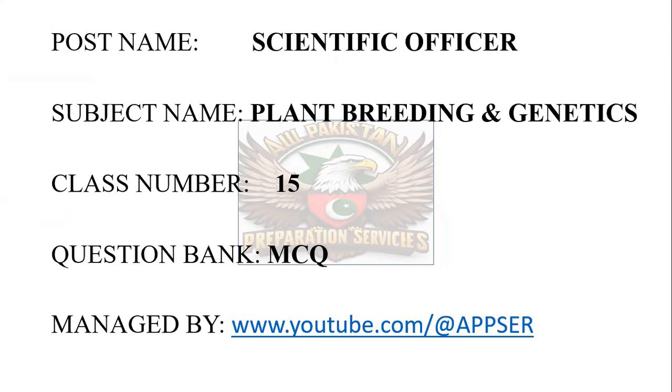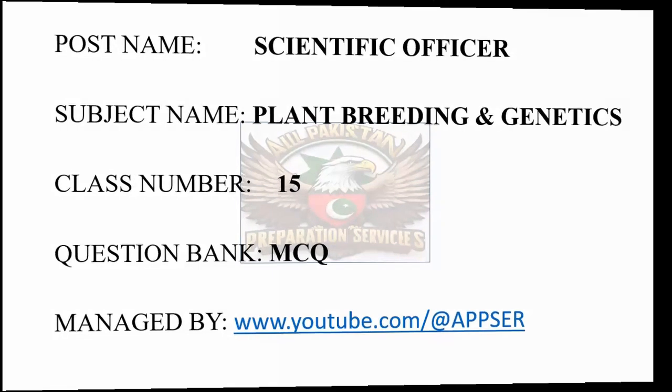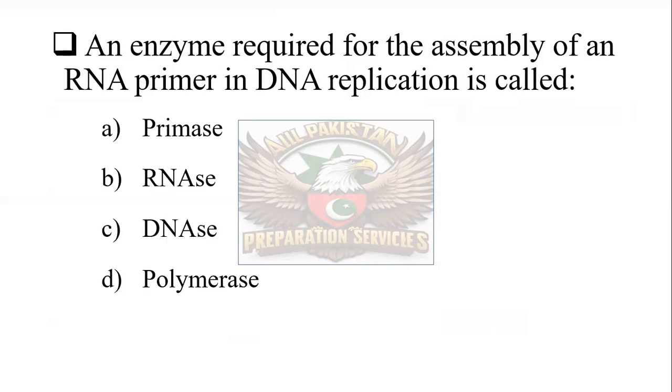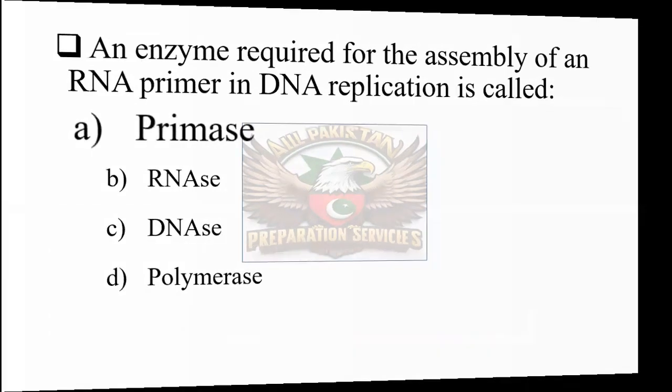So we move towards our first question. An enzyme required for the assembly of an RNA primer in DNA replication is called primase, RNase, DNase, or polymerase. And the correct one is primase. An enzyme required for the assembly of an RNA primer in DNA replication is known as primase.